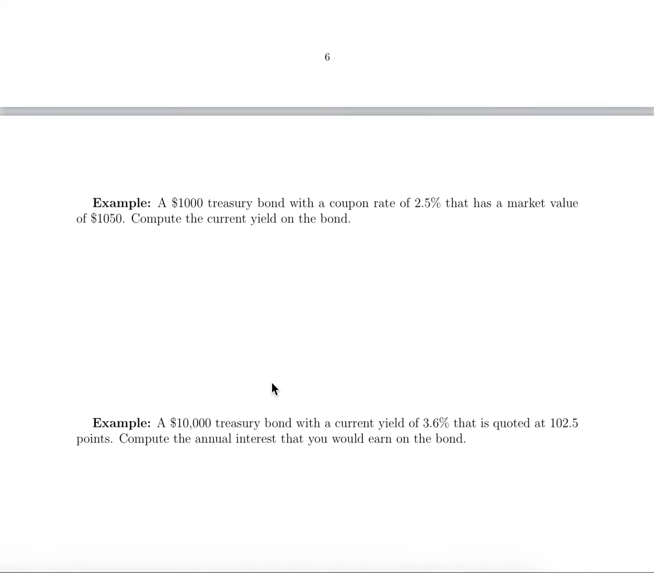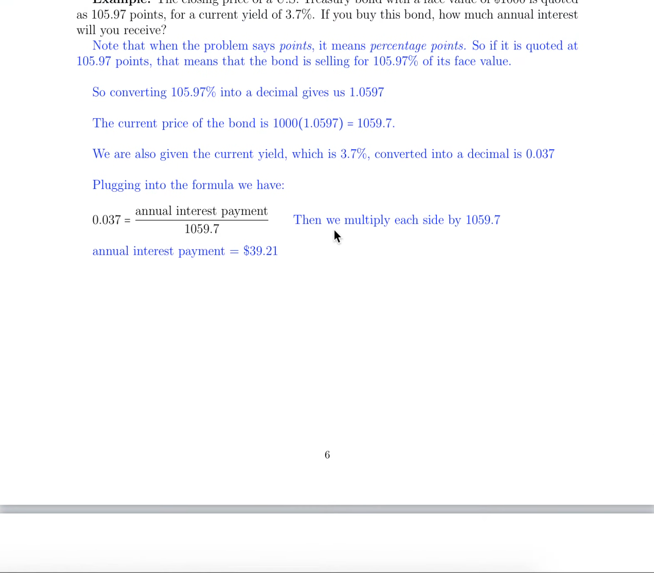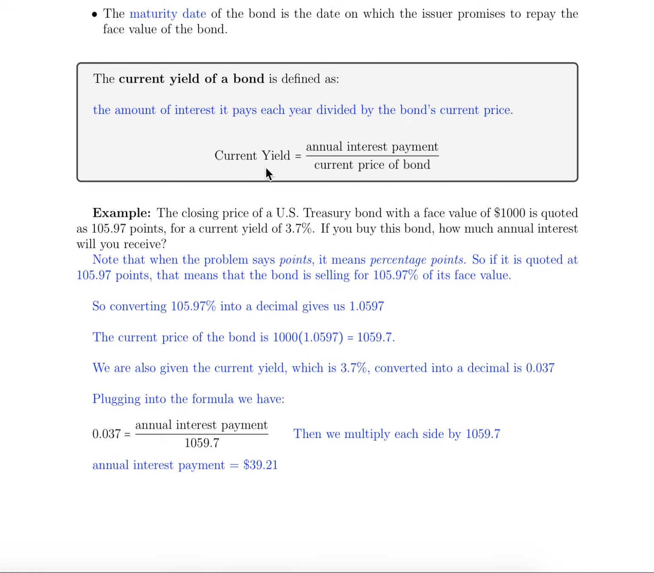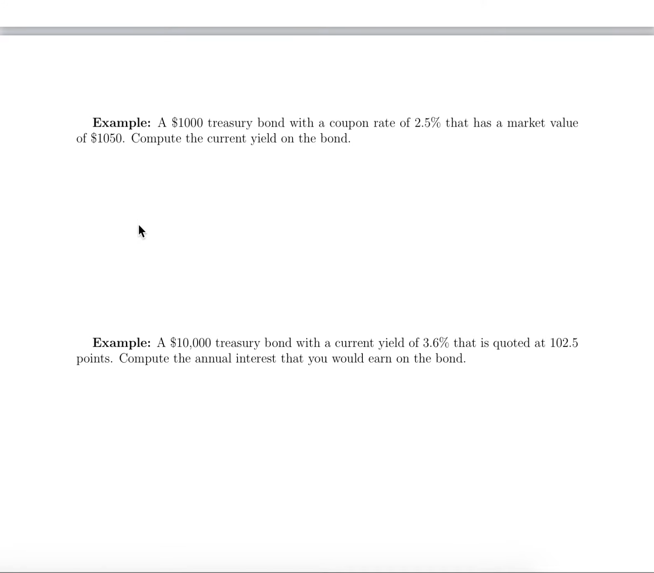Alright, next example. A $1,000 treasury bond with a coupon rate of 2.5% has a market value of $1,050. Compute the current yield on the bond. So now we're looking for current yield, which is actually nice because if we go back and look at this formula, it's set up as current yield equals. So all we need to find is annual interest, and then divide by current price. We have current price, right? Market value, that's current price, $1,050. So we need to find annual interest. So how do we find that?